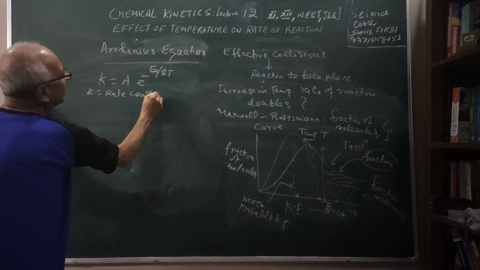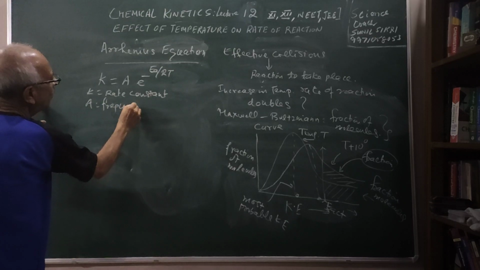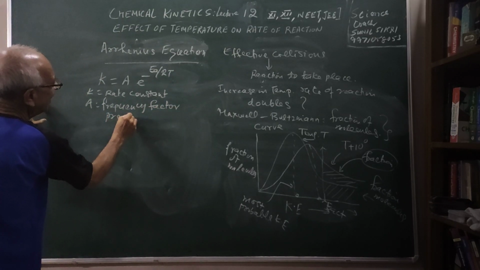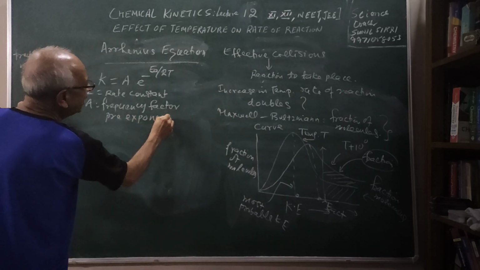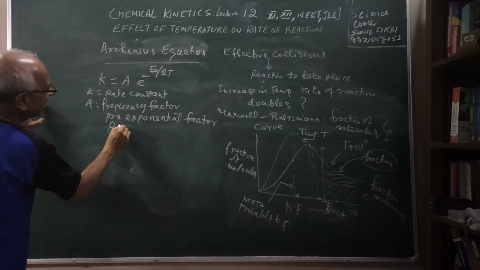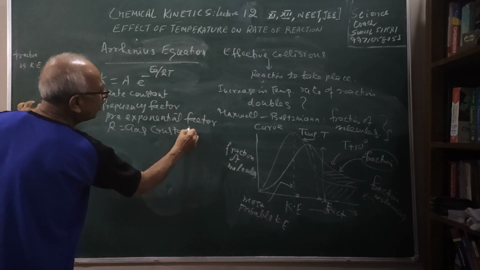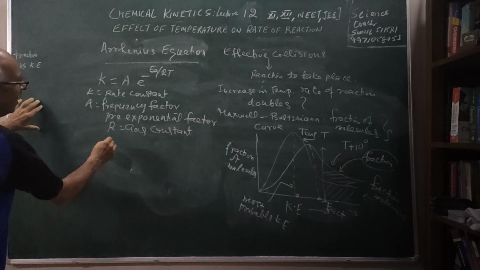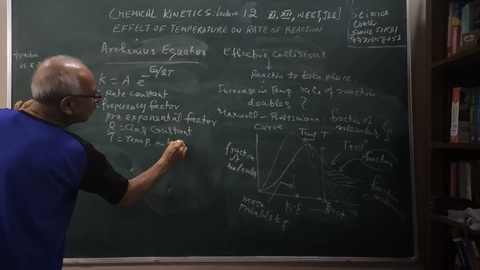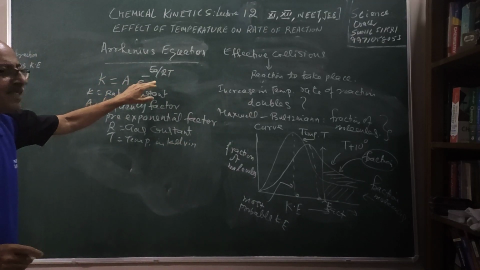A is called the Arrhenius constant or frequency factor, which is also called the pre-exponential factor, and R is our gas constant. You know the value of that constant, 8.314 joule per mole per Kelvin, and T is the temperature in Kelvin. So students, he found that the rate constant is determined by this factor.